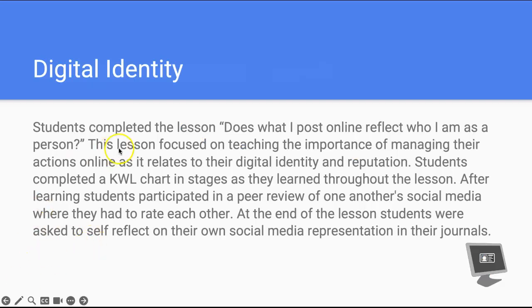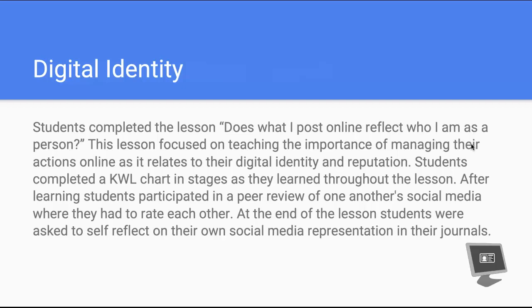Students worked to go through a digital identity lesson. The lesson was called, Does What I Post Online Reflect Who I Am as a Person? When we started the lesson, I stopped there. I gave students that question, and I stopped there to allow them to think on that, to really reflect, to see if what they're posting online really reflects who they are as a person.